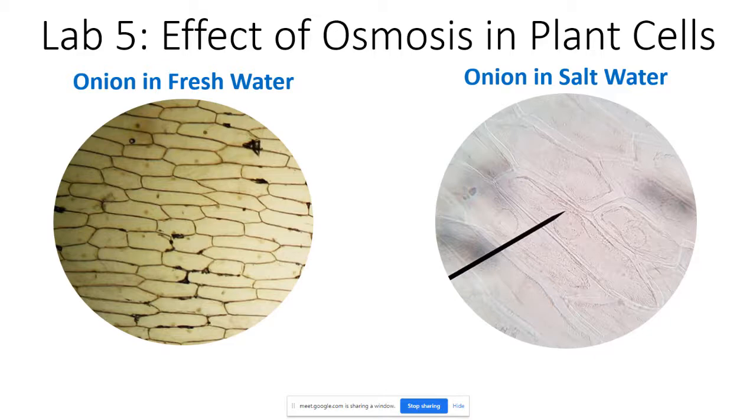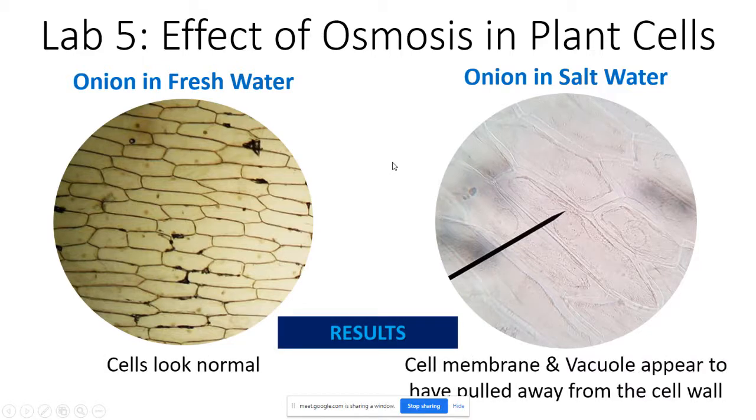But when you look over at the onion cell that has been in salt water, you would have dripped some salt water on the slide and looked to see what had happened. You can actually see you've still got the cell wall, but now there's this gap. And now you're seeing that this whole section here has pulled away from the cell wall. And you can see that in every cell there's a gap here. So how do we interpret that? Well, first we would say for our results that the cells on the left look normal, but for the cells on the right, the cell membrane and the vacuole appear to have pulled away from the cell wall. And then it's up to you to explain those results.